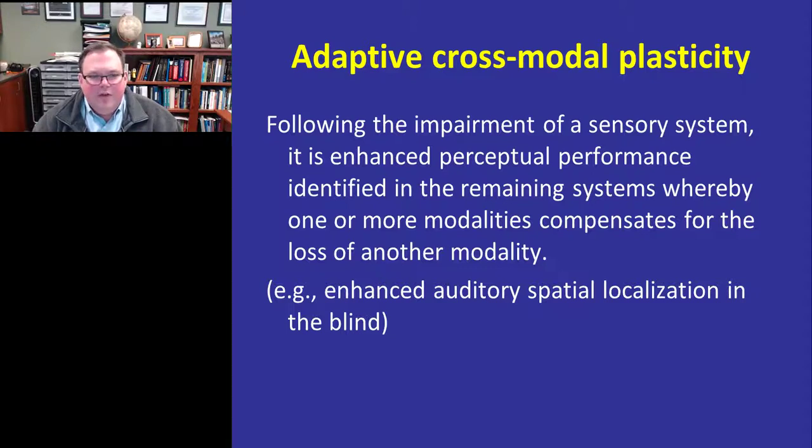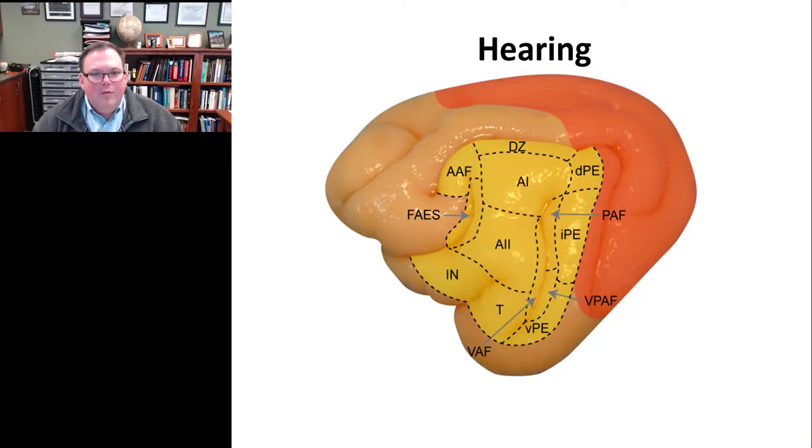Another example of this was the work done from Franco Lepore's lab at the University of Montreal, where they studied enhanced auditory spatial localization in the blind. Very similar to the cat work we just saw previously from the Rauschecker lab. In our own lab, we've been studying audition and vision in cats as well.